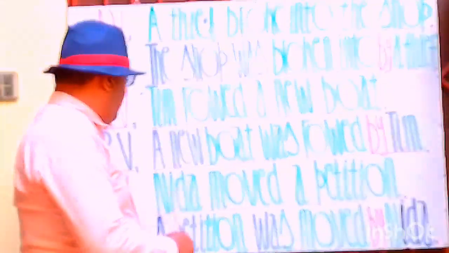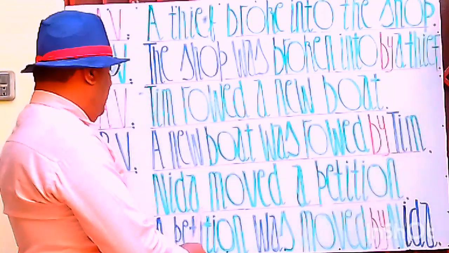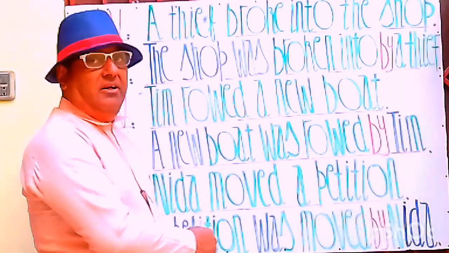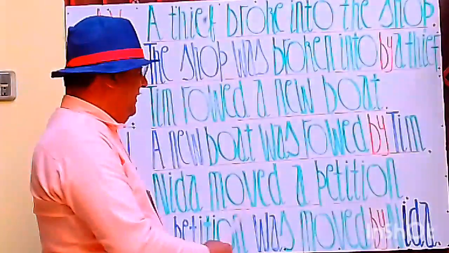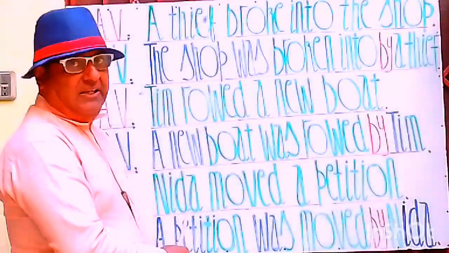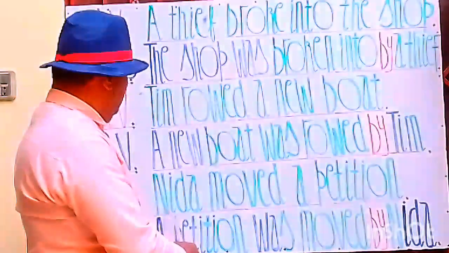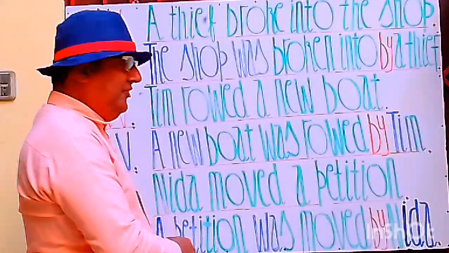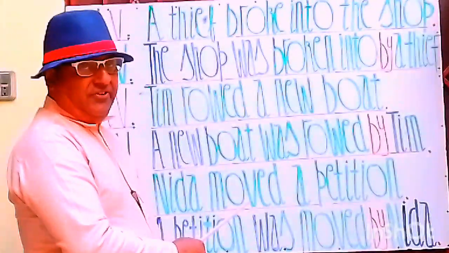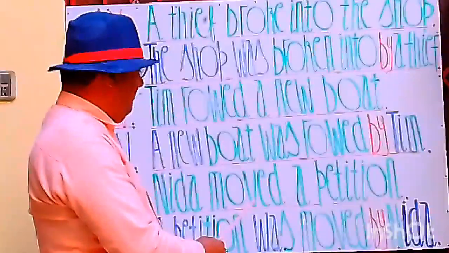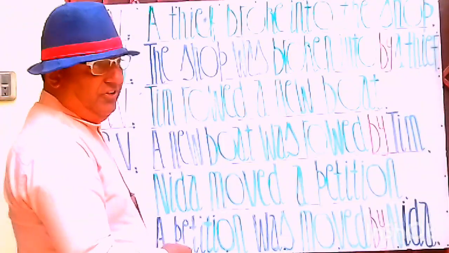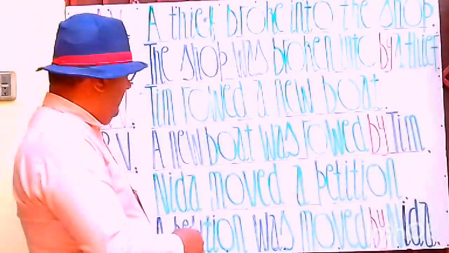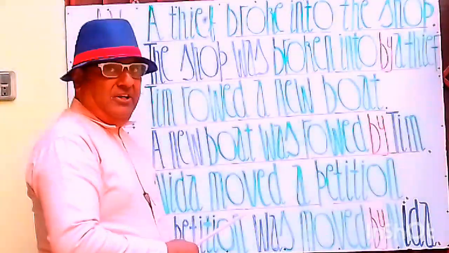Let's see the next statement. Nida moved a petition. Nida is a subject. Moved is a past tense, past verb form. A petition is an object. According to the rules, when we change to passive, the subject Nida and a petition will replace each other.